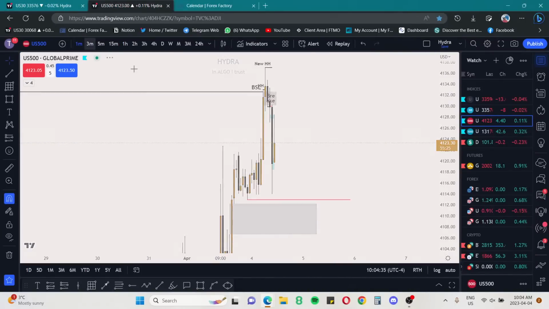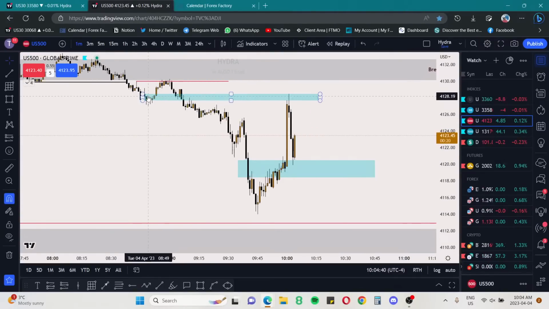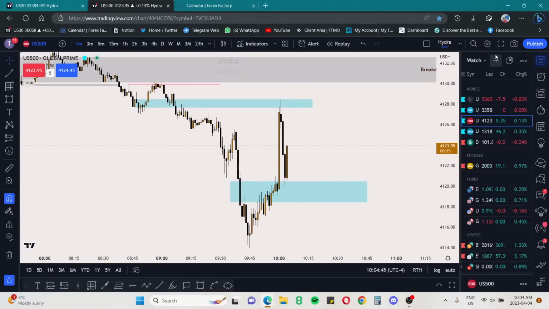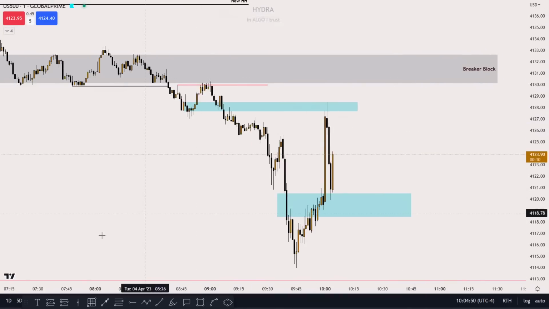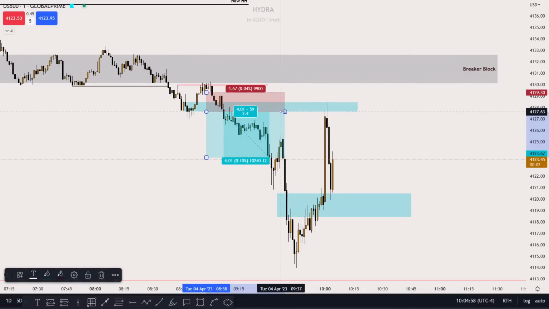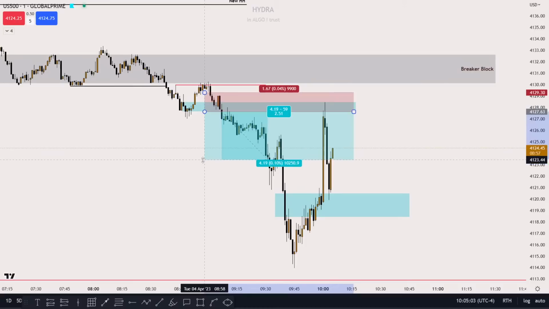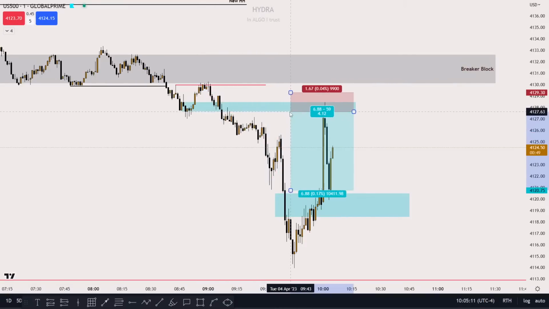I didn't see it. Otherwise, you would have heard me saying, just be careful, but look at this breaker block. I missed this breaker block. Otherwise, that's a very nice trade. If you enter at this breaker block and put your stop loss above the breaker block, and you target 2R, let's say you are targeting 4R, then you are getting 4R. But anyway, we didn't see it.